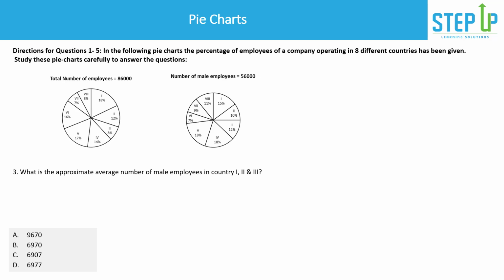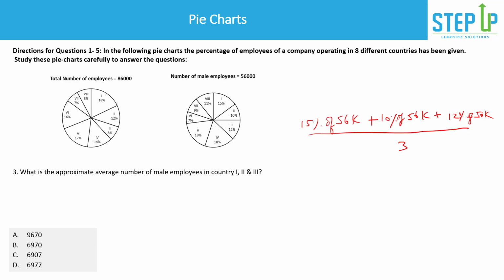It says the pie chart percentage of employees. He's saying what is the approximate average number of male employees in country 1, 2 and 3. So that means male employees in country 1, 2 and 3 is 15% of 56,000, plus 10% of 56k, plus 12% of 56k. This I am writing just for showing it to you, but we cannot do that in the exam. Why will we waste our time and space here?